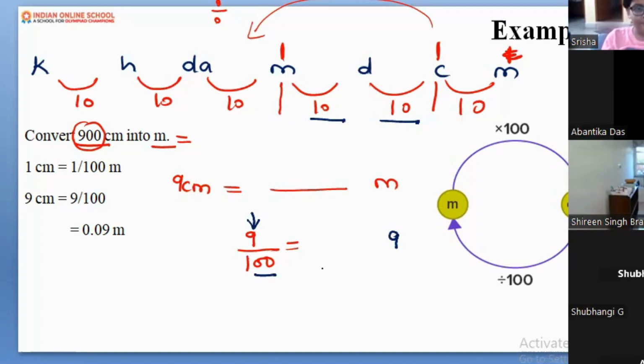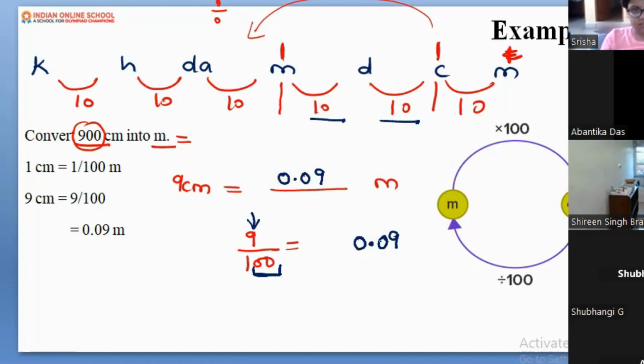So what will I do? I will take two digits. Two zeros are there, so one digit is already there, and I need to make it two. So I will put one extra zero before 9. Not after 9, I will put it before 9. Then I will put one decimal over there. So my answer will be 0.09 meter.